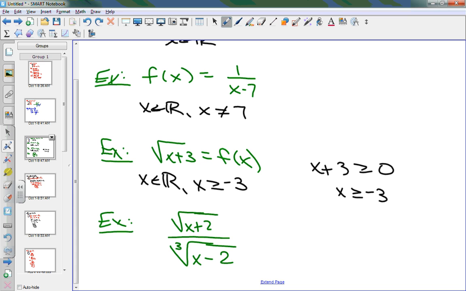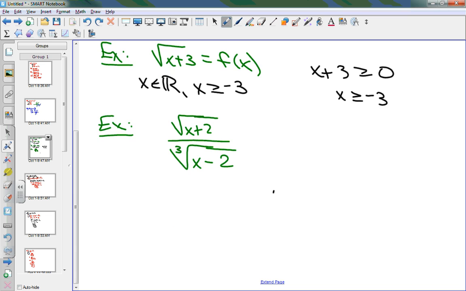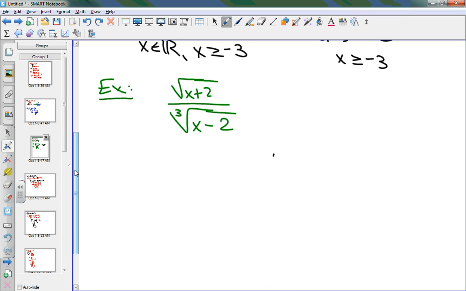So now, look at this last one. And it's ugly. It's ugly. We have 3 restrictions you need to be thinking about here. What's my first restriction? The square root. X plus 2 has to be greater than or equal to 0, so x has to be greater than or equal to negative 2. True?